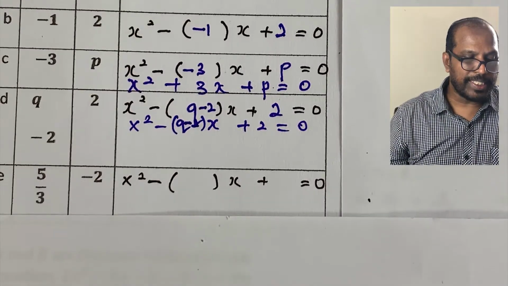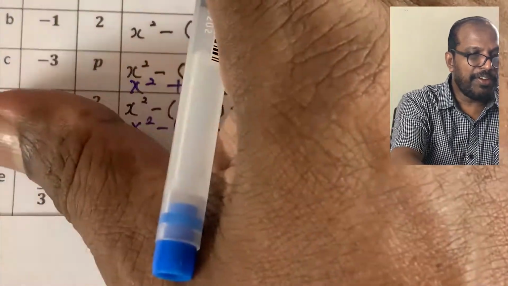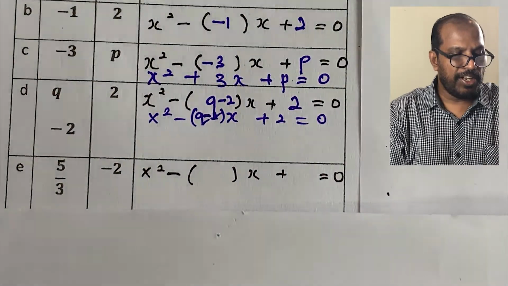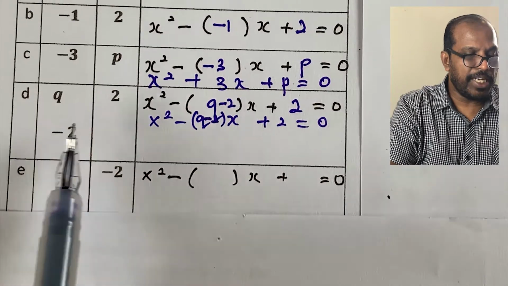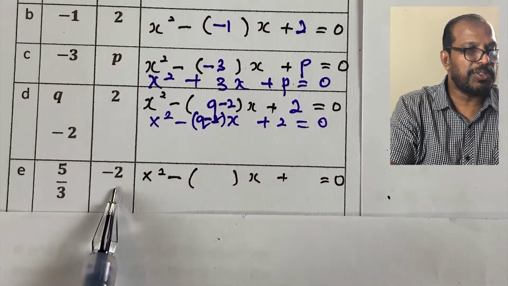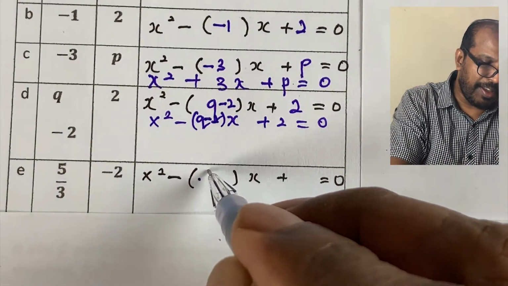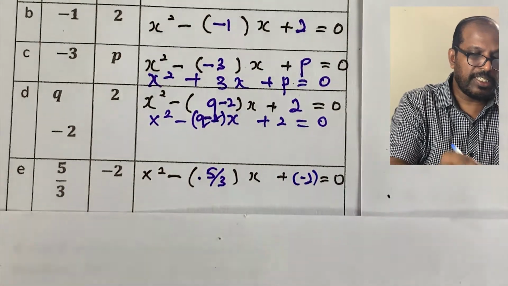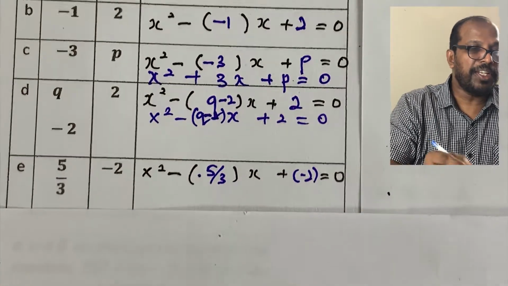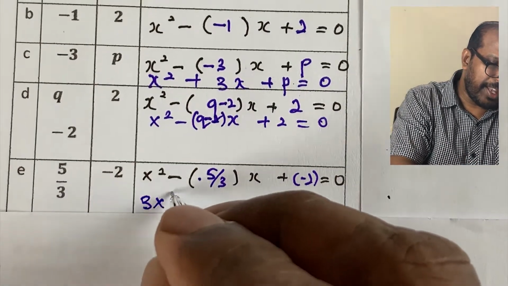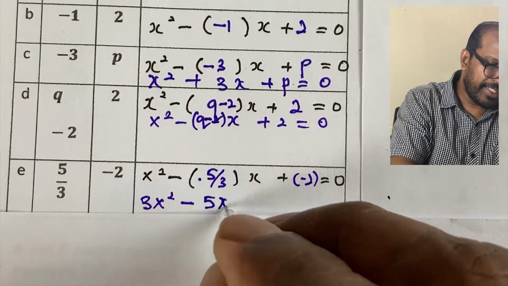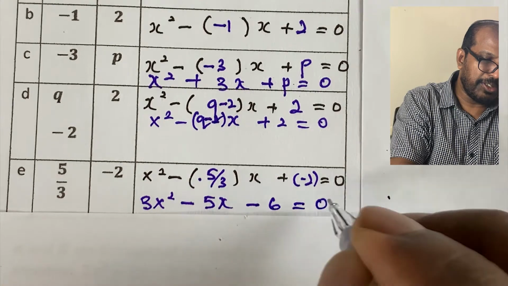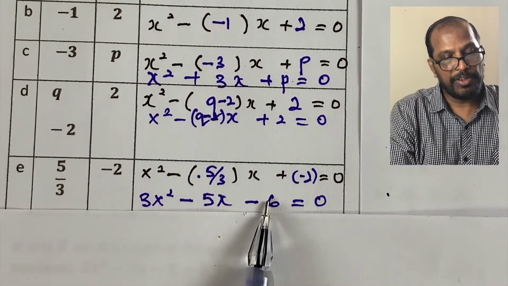Now we go to question E. You have 5 over 3 as the sum of the roots, and the product is negative 2. So substitute 5 over 3 here and put the negative 2. Now since that's a fraction, you can multiply everything by 3. Therefore you get 3x squared minus 5x, and times 3 here, you get minus 6 equals 0. So this will be the quadratic equation that you're looking for.